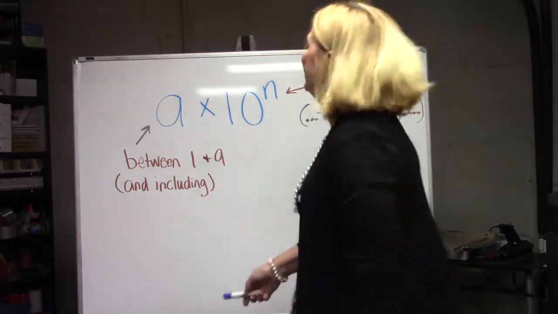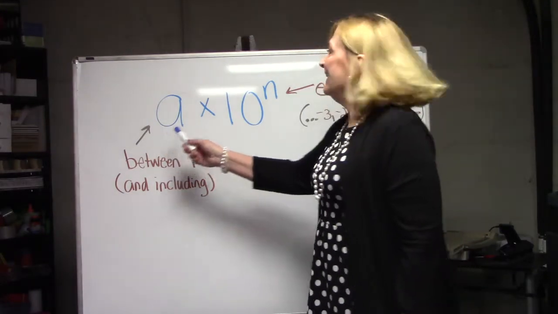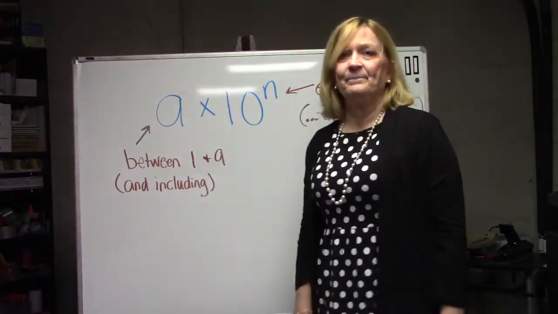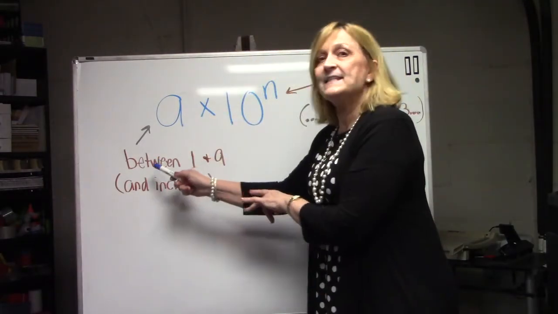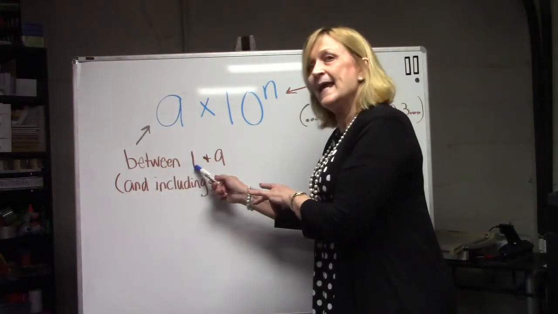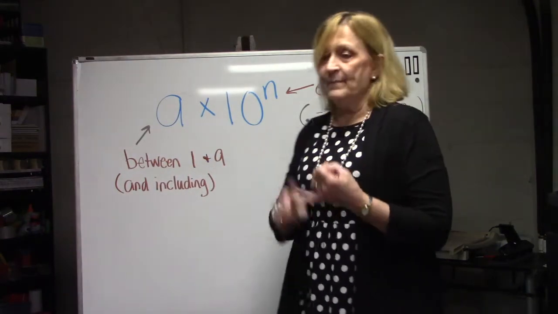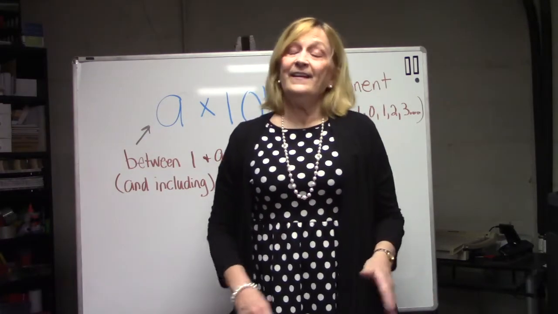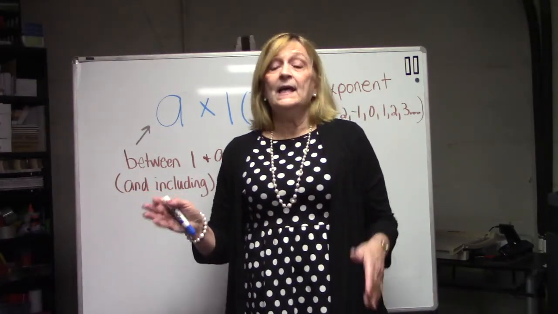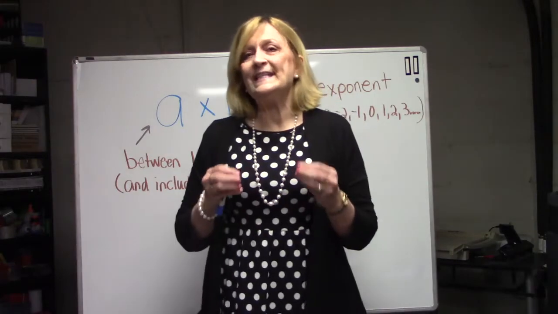Alrighty, here's our basic formula: A times 10 to the n. That's what we're going to be working with. So A has to be a number between 1 and 9. It can be 1, it can be 9, but it can't be less than 1, it can't be greater than 9. In other words, it has to be a single digit.